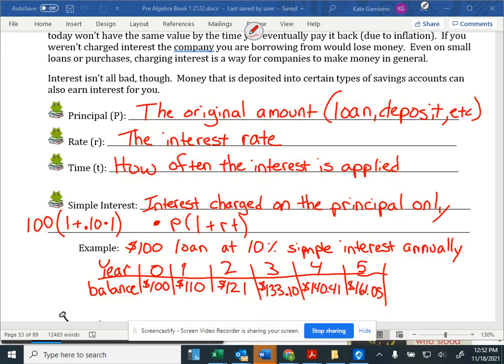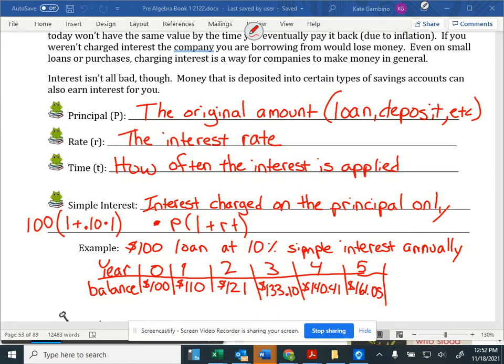How did you do it, Andrea? When we got to 110, I did something different. I just went 10%. So you took 10% of 110? Yeah. And what did you get for year 3? You didn't do it. Okay.